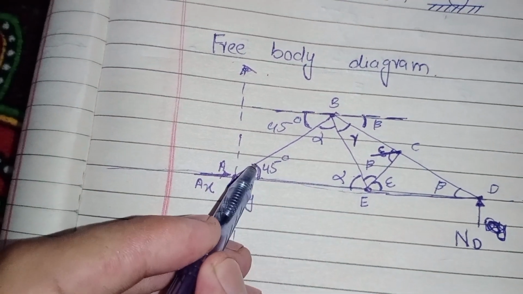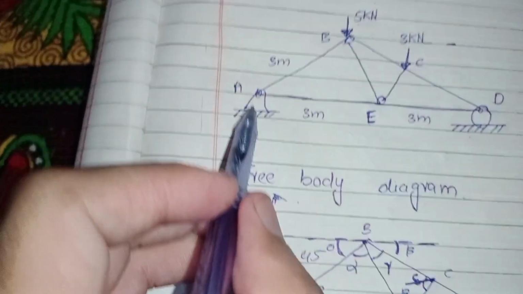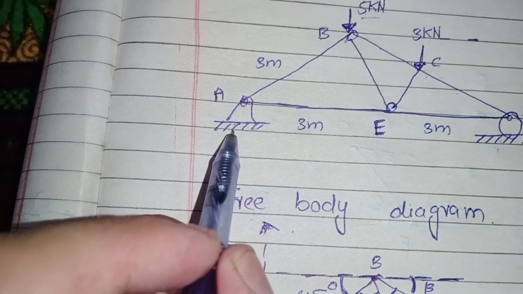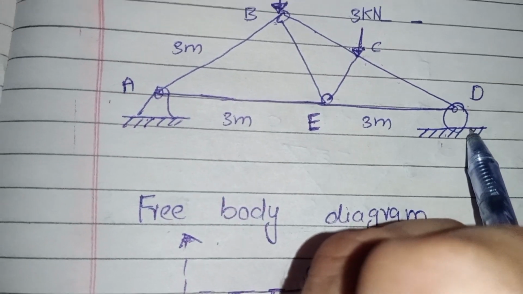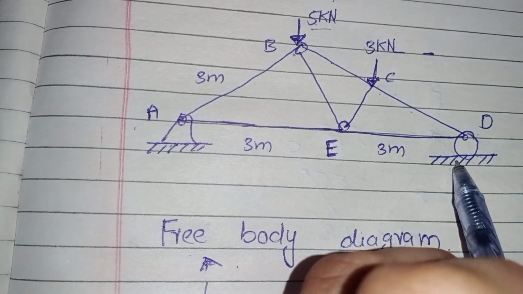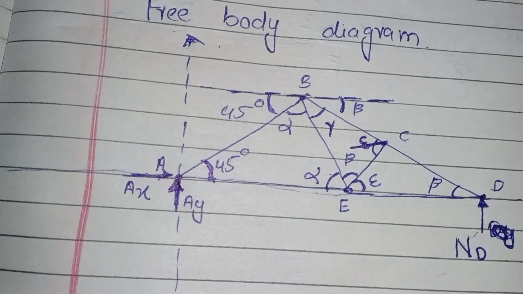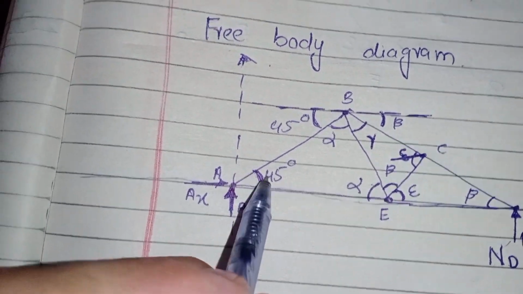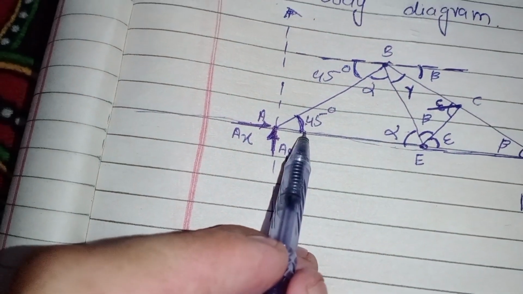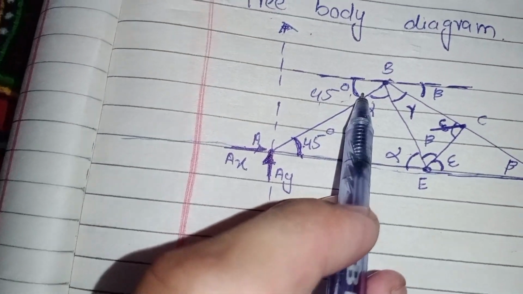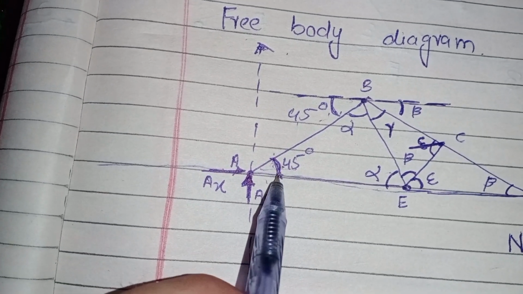You know that a hinge support resists two types of forces, vertical force and horizontal force, and a roller support resists only one force, which is vertical force. So the angle is given as 45 degrees. This is the angle, 45 degrees, and the opposite angle will also be 45 degrees with the x-axis.